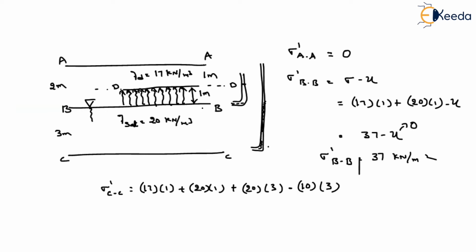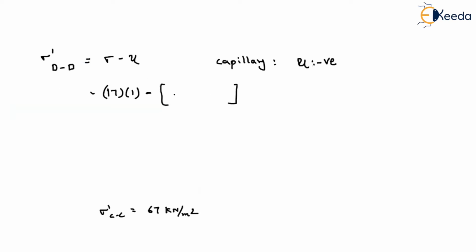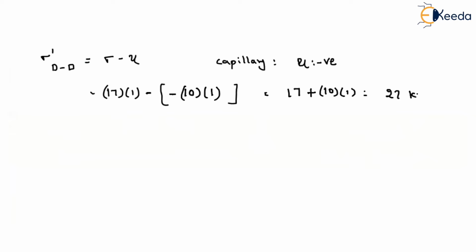So above the water table, up to how much level is the capillary rise there? Up to 1 meter at this point. So what will be the pore water pressure? As it is a capillary action, minus weight density, if you consider 10, at that point, what is the difference from the free water surface to the capillary action? 1. So that will be equal to 17 minus of minus plus 10 into 1. So that is nothing but your 27 kilonewton per meter square.